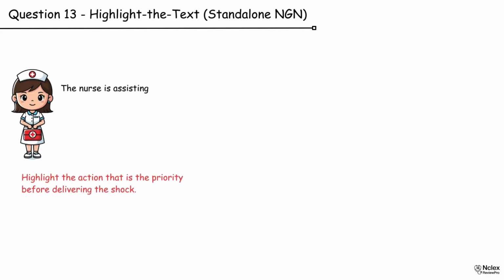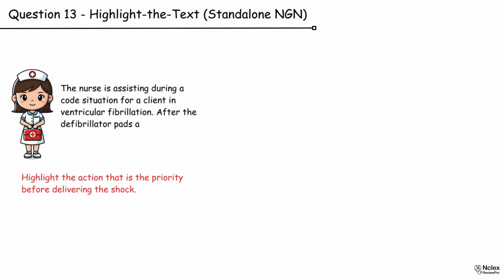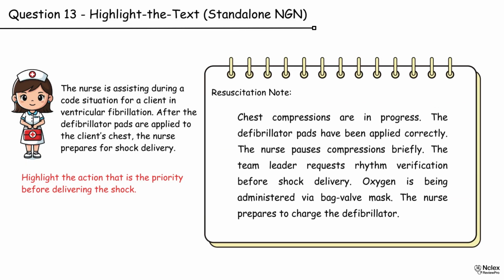Question 13. This is a highlight question centered on defibrillation safety during a code situation. The nurse is assisting during a code for a client in ventricular fibrillation. After the defibrillator pads are applied to the client's chest, the nurse prepares for shock delivery. Here is the resuscitation note. Chest compressions are in progress. The defibrillator pads have been applied correctly. The nurse pauses compressions briefly. The team leader requests rhythm verification before shock delivery.